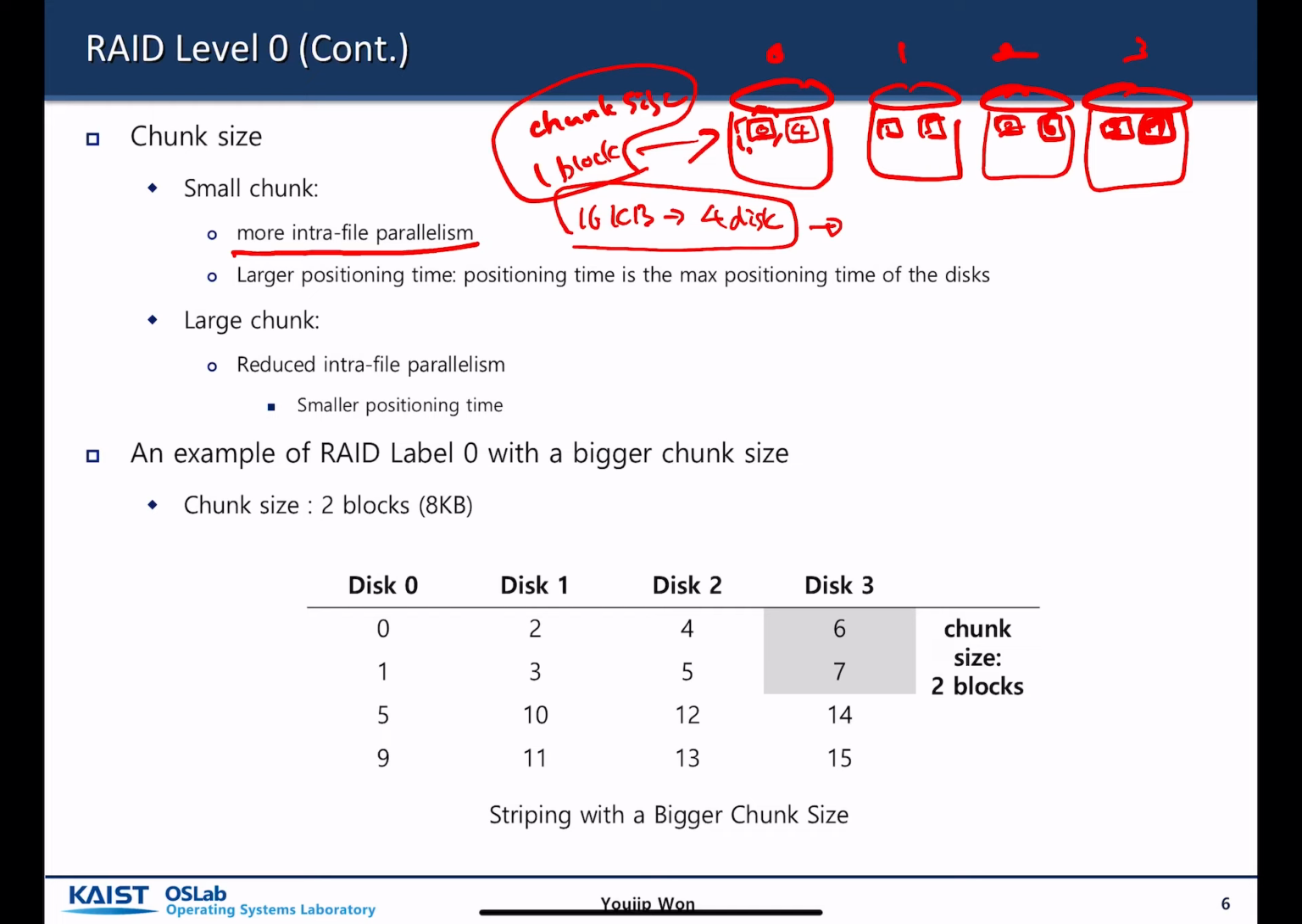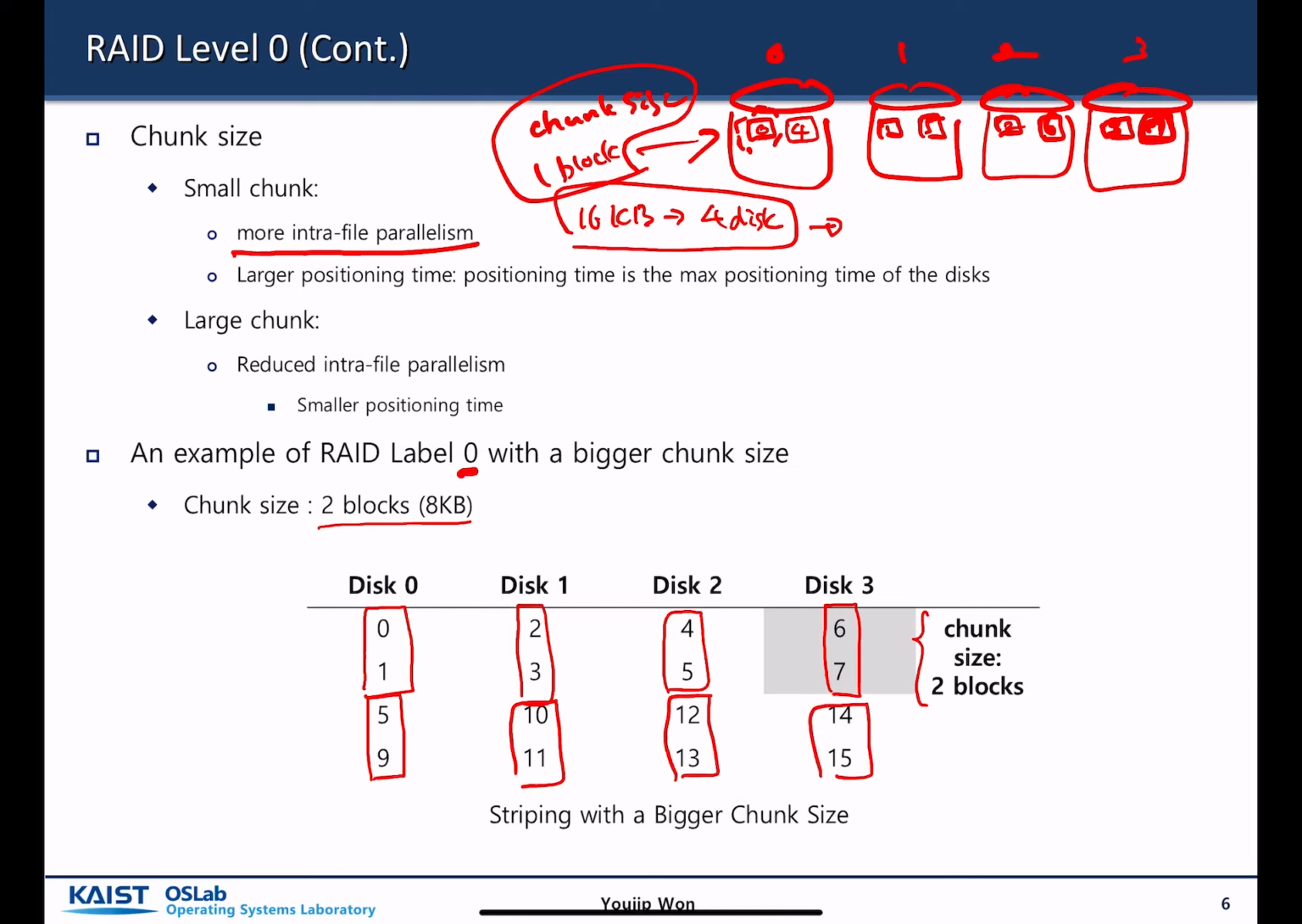Let me give you an example of a bigger chunk size. This is RAID level 0, and the chunk size is 2 blocks. So we are writing 2 blocks to each disk: disk 0, disk 1, disk 2, and disk 3. So chunk size is 2 blocks. And then again, writing 2 blocks to disk 0, 2 blocks to disk 1, 2 blocks to disk 2, and 2 blocks to disk 3. So this is striping with a bigger chunk size.